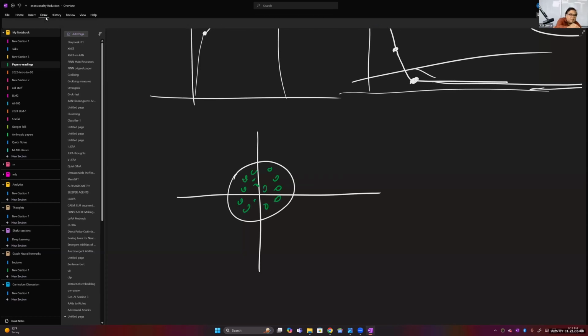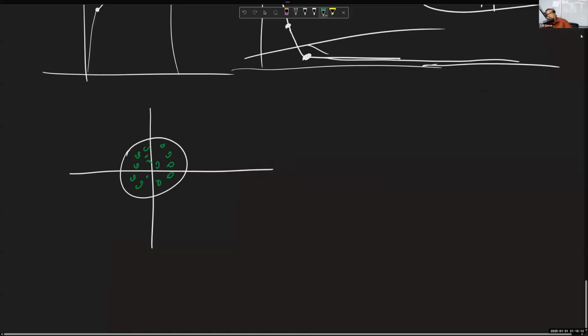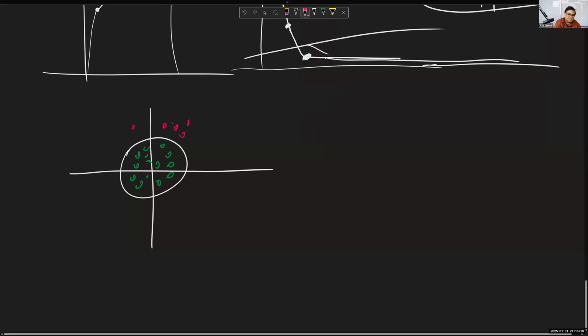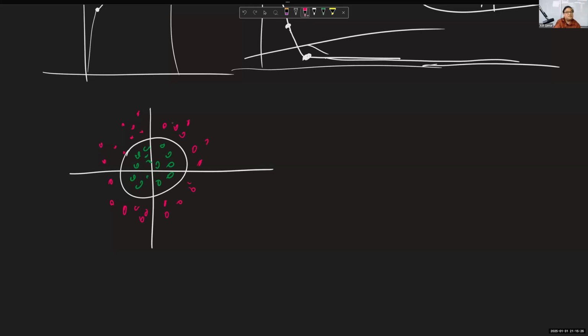All points outside the circle, let me see if I can make it bigger. All points outside the circle, let's make them red. Pretty obvious, right? Positive, negative points. Now you say, look at the decision boundary. What is the decision boundary? It's a circle.